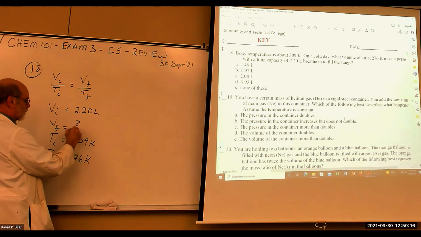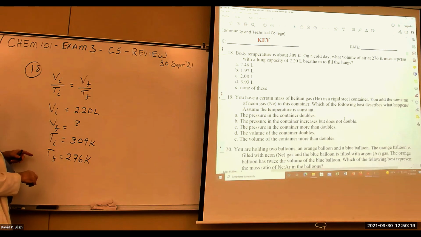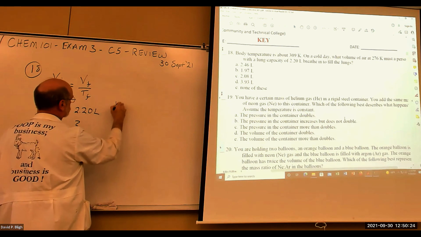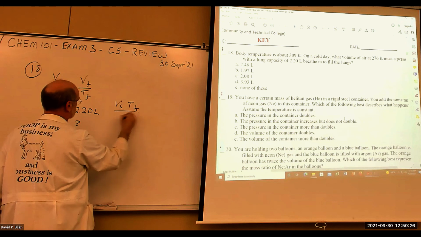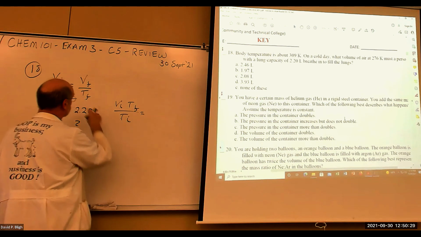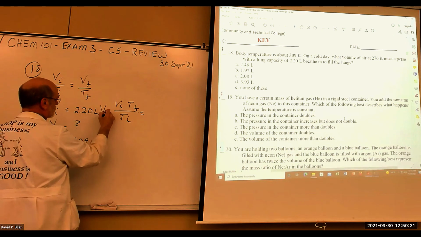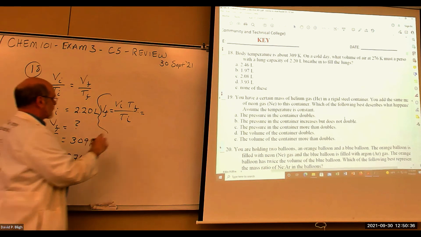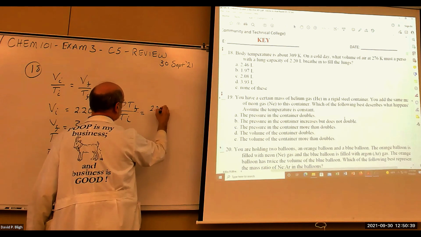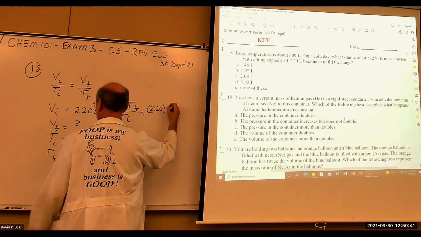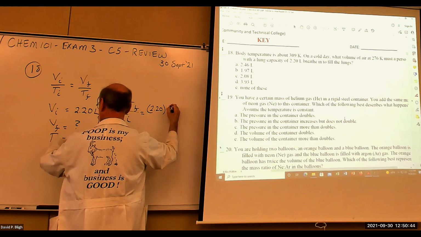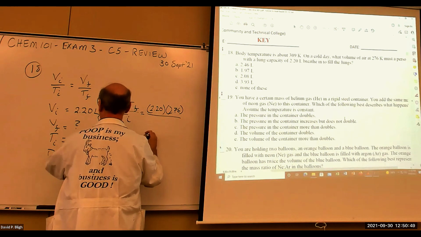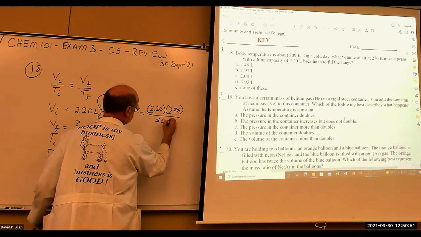We're going to find out what that volume is. All we have to do now is solve for this one right here. So that means V_i T_f over T_i will be the answer to our problem. Find volume. Okay, so if we put in 2.2 liters times 276 K divided by 309.